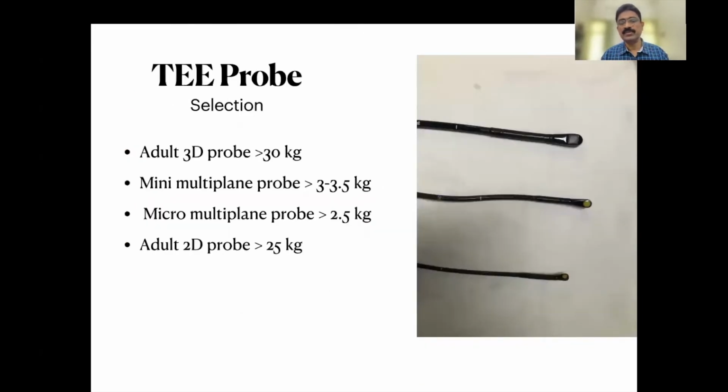The probes which we use in our setup: an adult 3D probe, which is slightly larger than the adult 2D probe which we use in grown-up patients, can be put in patients weighing more than 30 kg. There are 2 pediatric TEE probes, the mini multiplane probe and the micro multiplane probe. And as I said earlier, the adult 2D probe can be put above the age of 25. If this probe is not available, one can use epicardial probes.